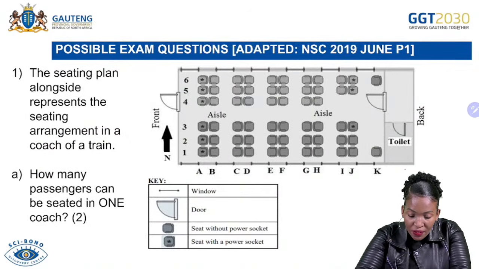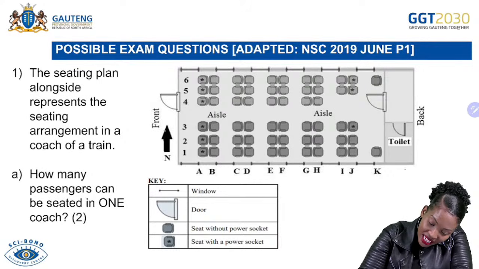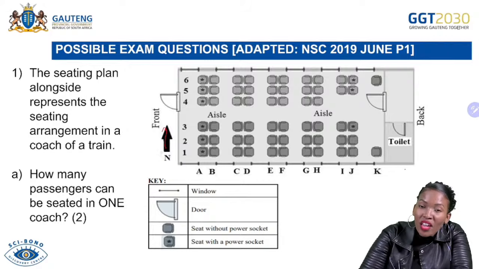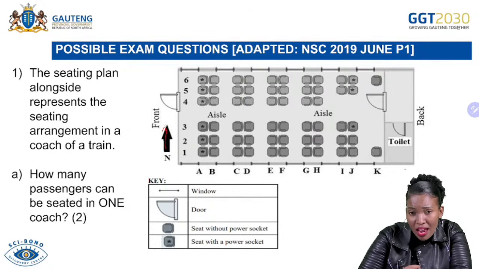We've got a different sitting plan here. This is adapted from the National Senior Certificate 2019 June paper 1. Number 1, the sitting plan alongside represents the sitting arrangement in a coach of a train. Before we go any further, let us study our sitting plan. We've got the compass direction here, with the north facing up, and then you need to complete all other missing directions.